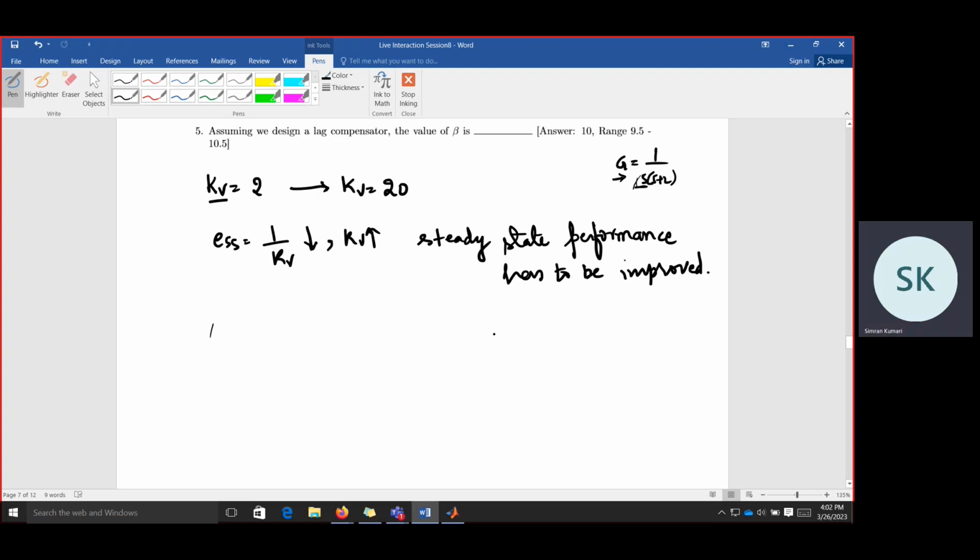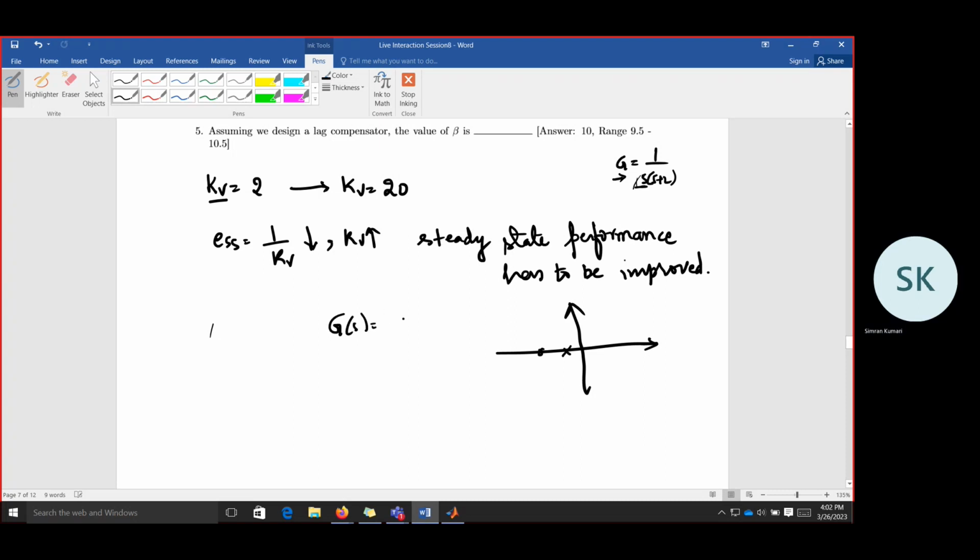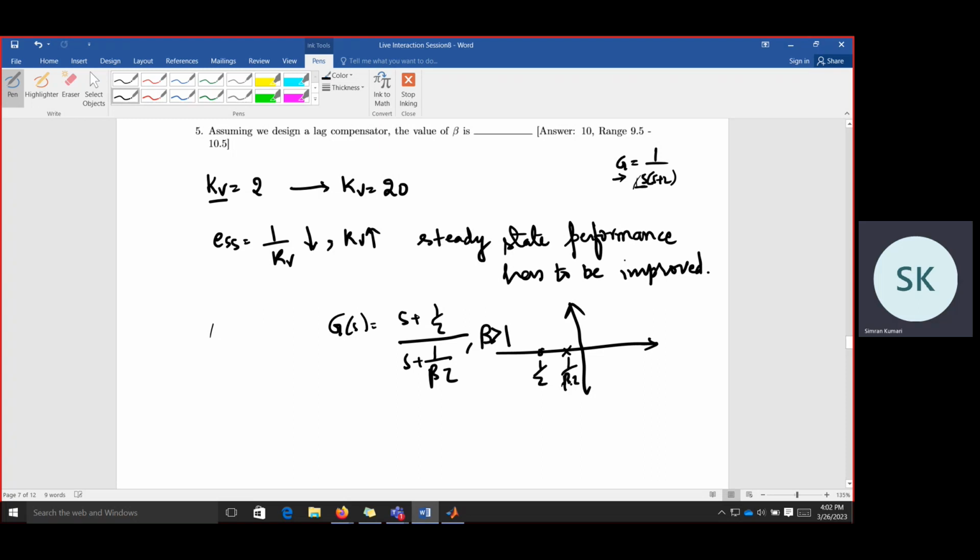Okay, so for the lag compensator, we add a pole and then we have a 0, and the transfer function that we have is (s plus 1 by tau) over (s plus 1 by beta tau), and this beta is greater than 1. So this is 1 by tau, 1 by beta tau. Because beta is greater than 1, 1 by beta tau will be less than 1 by tau, and this is minus in the left half.